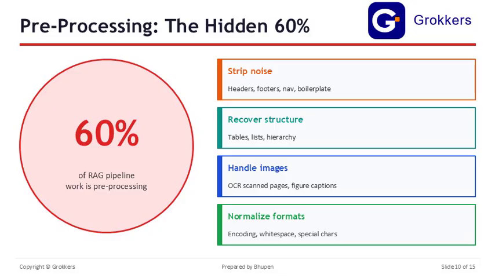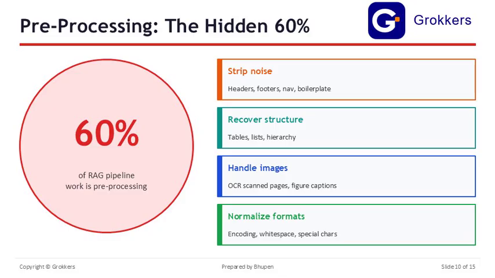Stripping noise means removing headers, footers, navigation elements, and boilerplate before the content ever reaches a chunker. Recovering structure means converting tables back into a format that preserves row and column relationships and maintaining list hierarchies. Handling images means running OCR on scanned pages and extracting meaningful text from figure captions and diagram labels. Normalizing formats means dealing with encoding issues, inconsistent whitespace, special characters, and formatting artifacts that differ across file types.